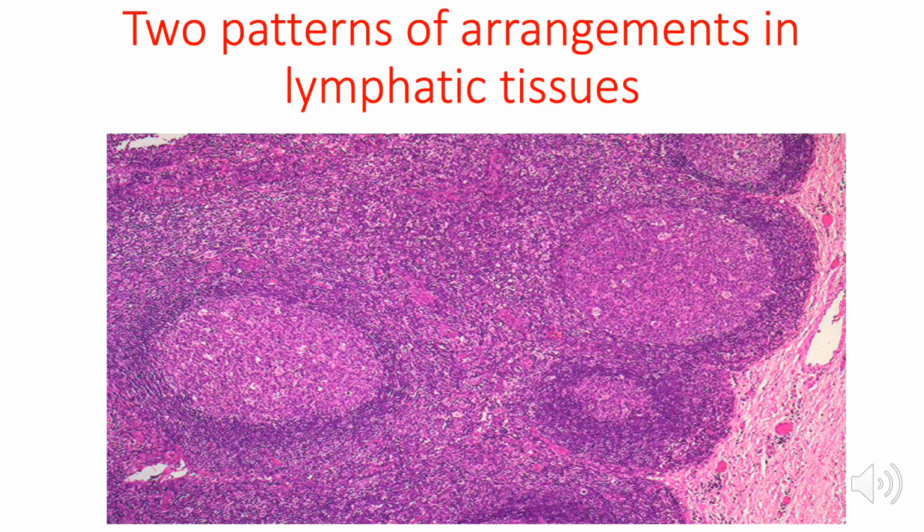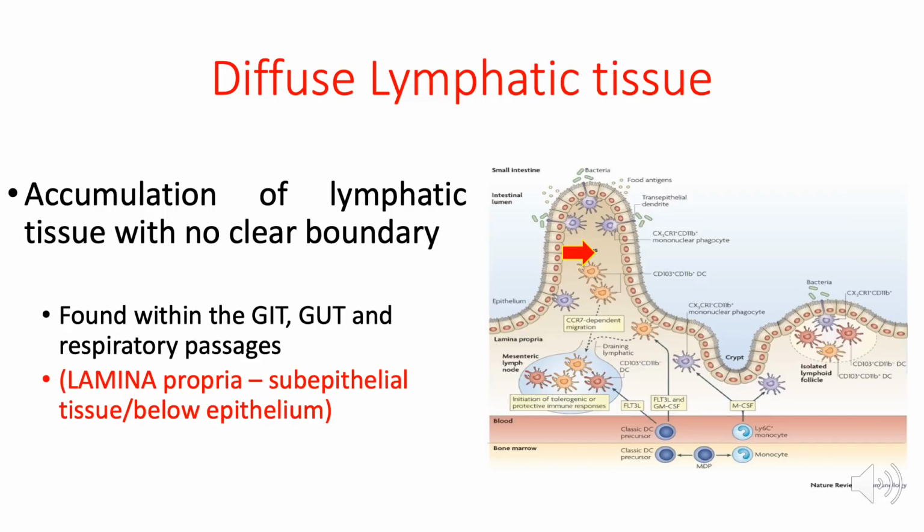There are two patterns of arrangements for lymphatic tissues in the organs where they can be found. They can be in diffuse pattern, or they can be in a compact, well-circumscribed pattern that we call the nodule. The lymphatic tissues are in diffuse pattern if the lymphocytes accumulate with no clear boundary. Most of the time, these diffuse lymphatic tissues are found in some of the organs that belong to the gastrointestinal tract, genitourinary tract, and respiratory tract. And you can always find them below the epithelium.